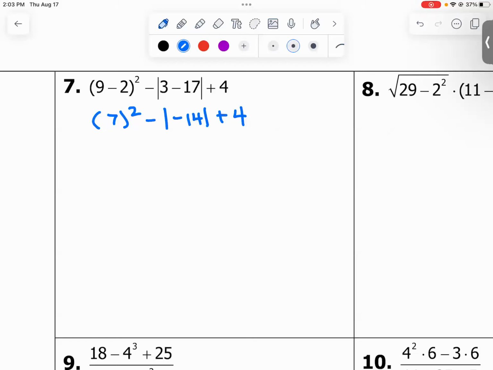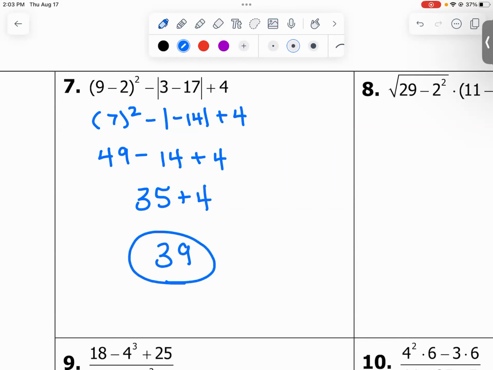Okay, good. So we know that 7 squared is 49 minus the absolute value of negative 14, which is 14, plus 4. Okay, so 49 minus 14 gives us 35, plus 4 gives us 39.